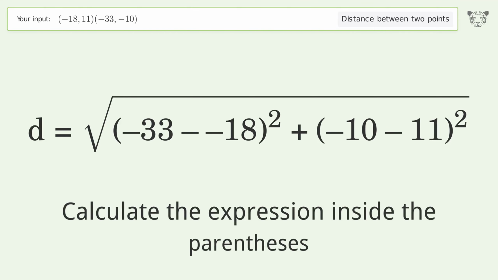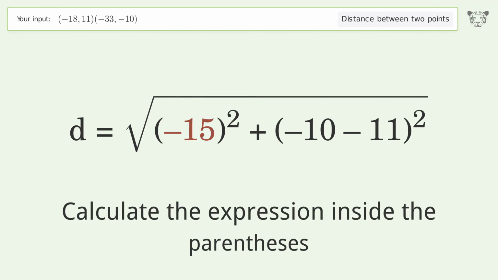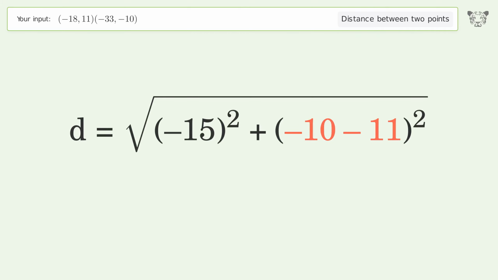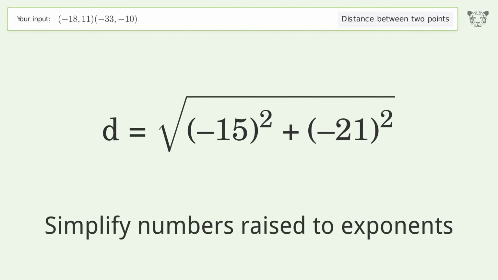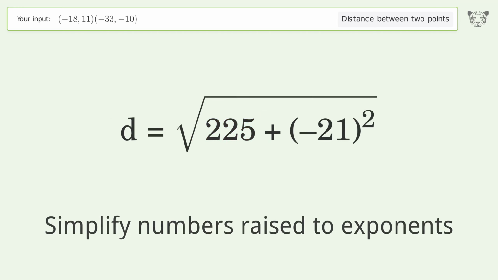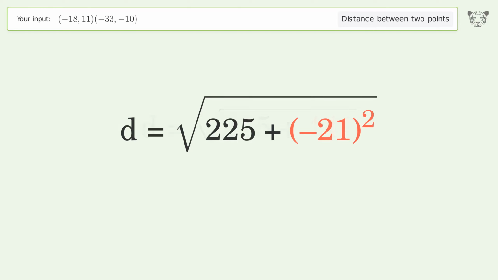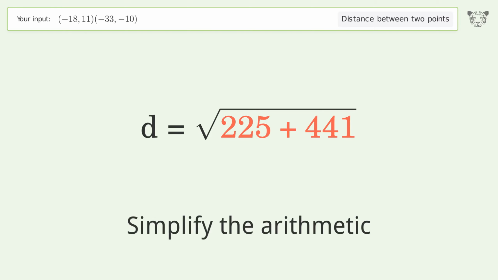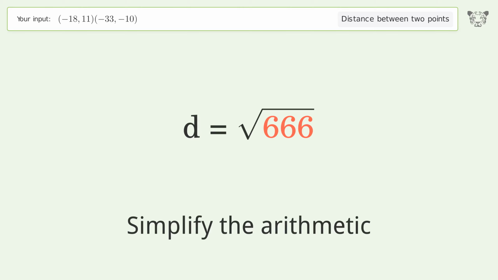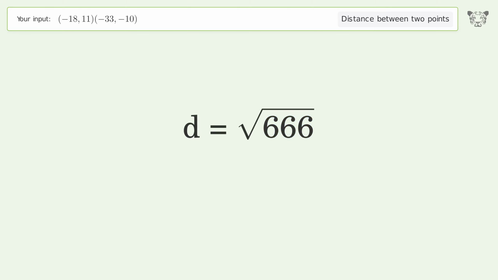Calculate the expression inside the parentheses. Simplify numbers raised to exponents. Simplify the arithmetic. And so the distance between the 2 points is the square root of 666, or 25.807.